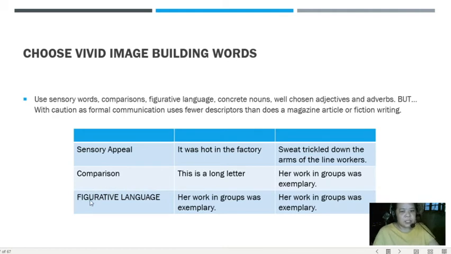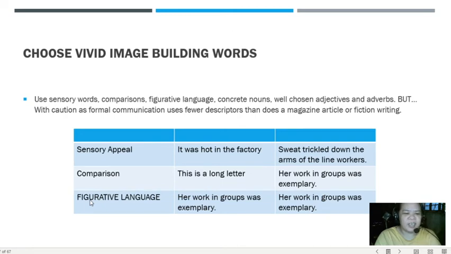So again, this depends on your audience, on your objective of communication, and on the context of the situation. So sometimes it's good to choose vivid words because you can really explain yourself using them. But sometimes in business, it is not like that. You have to go really straight to the point. So I'm just going to give you a few examples here. For sensory appeal, "It was hot in the factory." That is a very straightforward way of saying that.